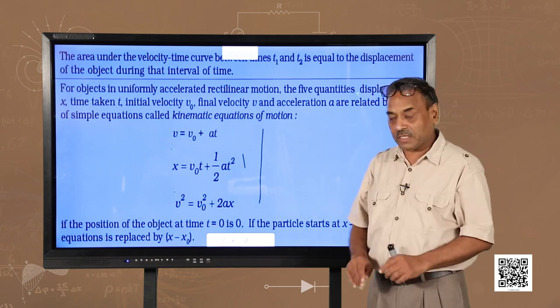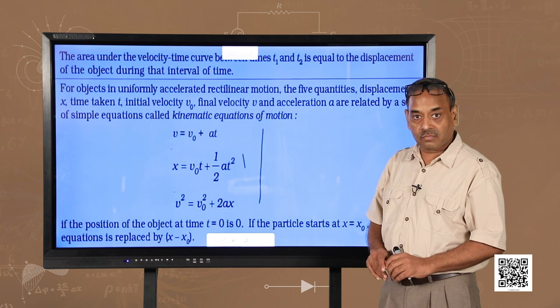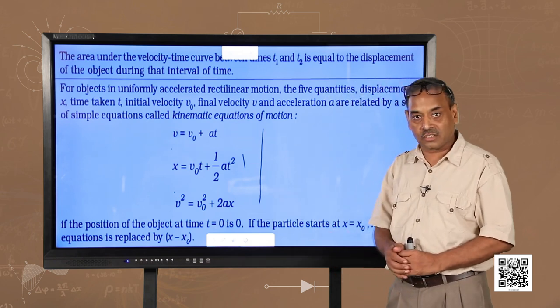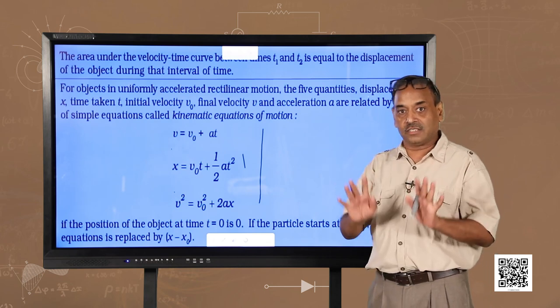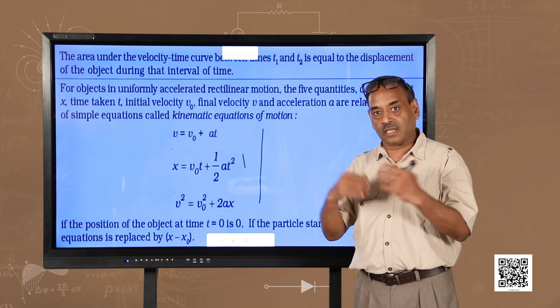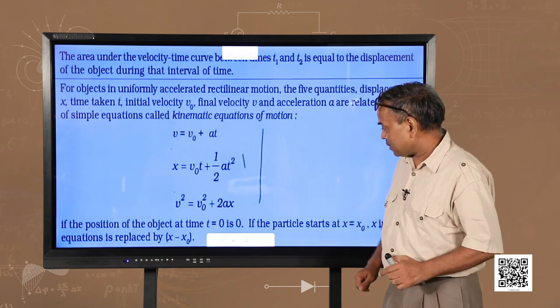Please keep it in mind. If somebody argues that these are not the only three equations of motion, don't worry. Say, okay, for my convenience, I have chosen these three equations. There can be n number of equations. This is just a matter of convenience, nothing else, friends.